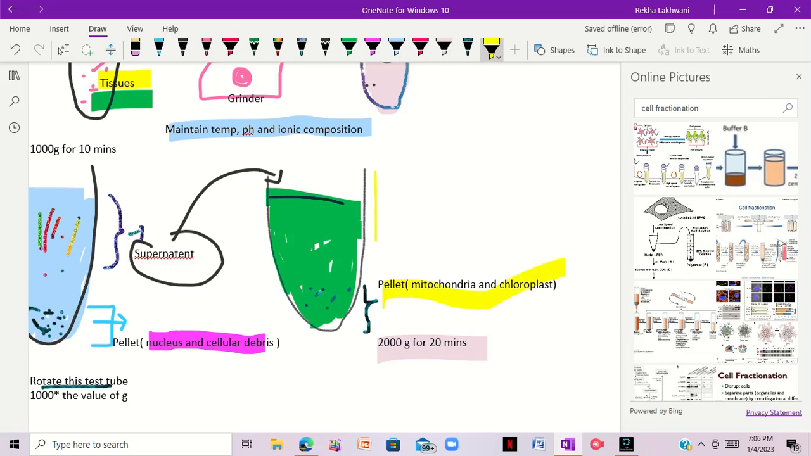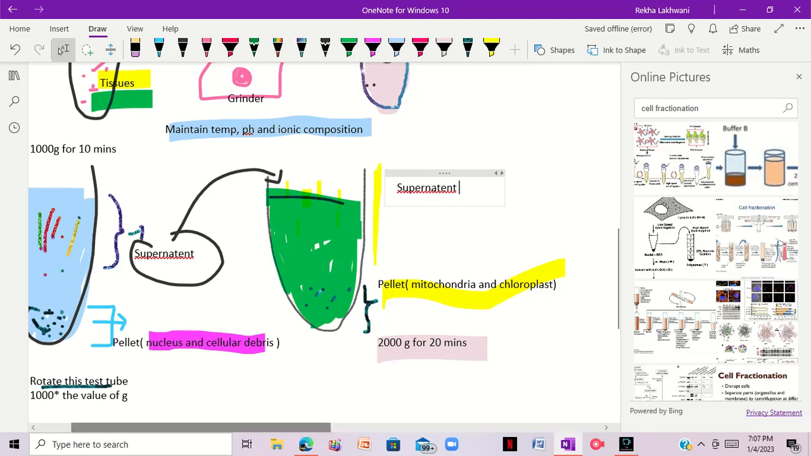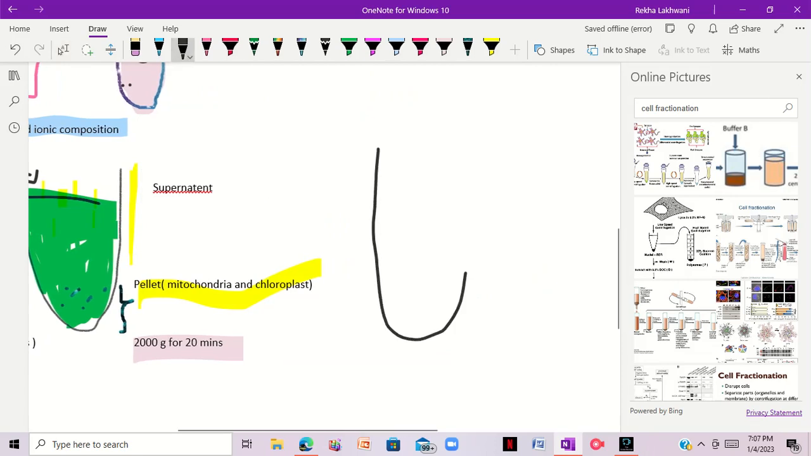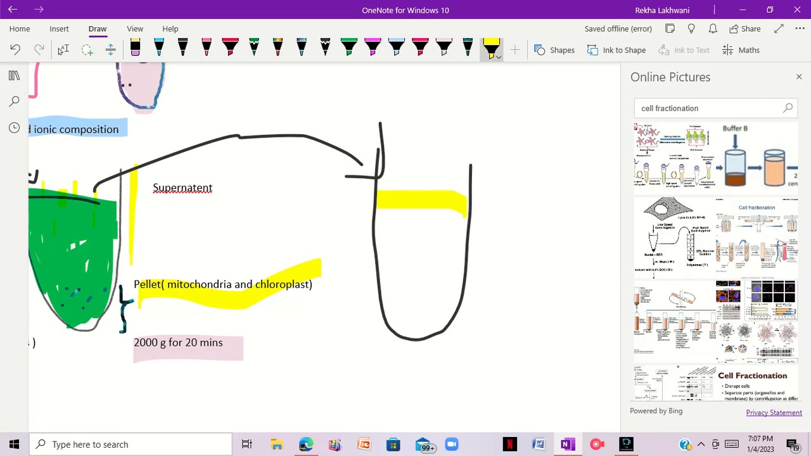And in the upper region, the lighter objects will float over here. These lighter objects are known as the supernatant. Now we will take another test tube, and we will pour this supernatant into this, right?